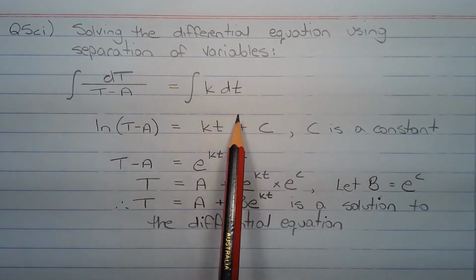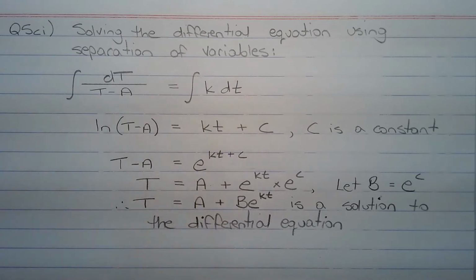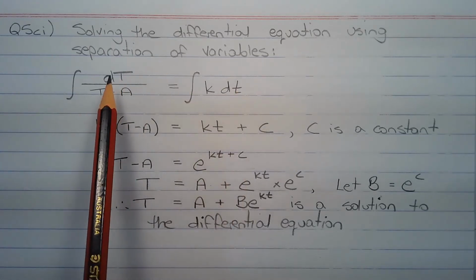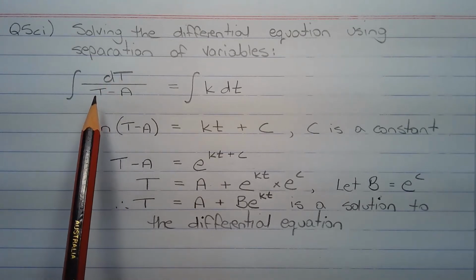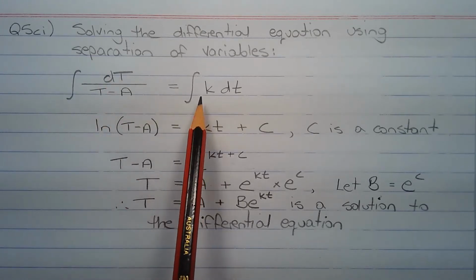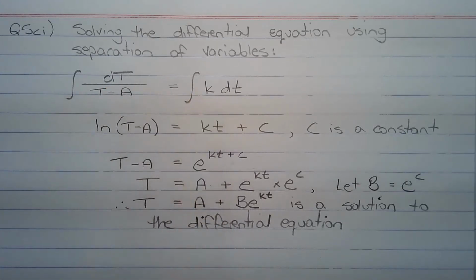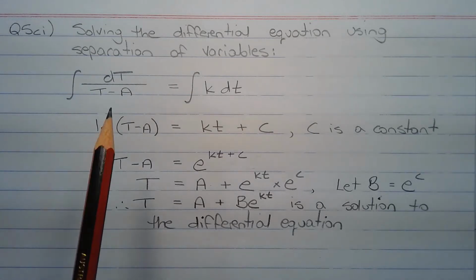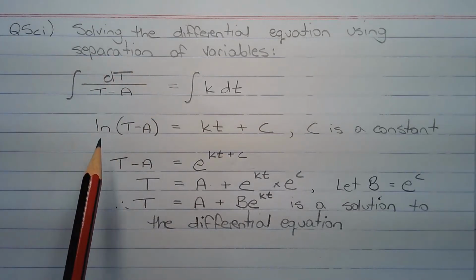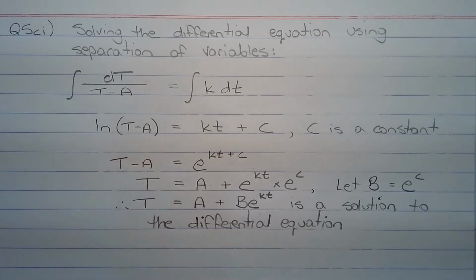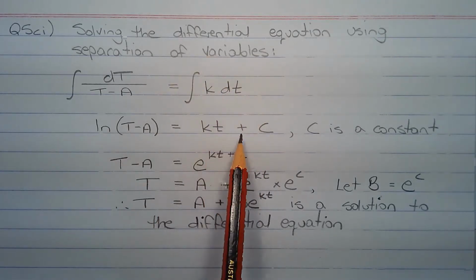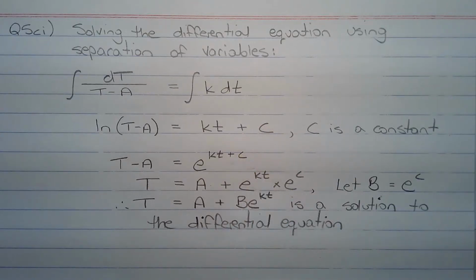Now in this line here, I've combined two steps in one. The first step is to separate the variables. So we have the differential dT over T minus A is equal to k times dt. And in the second step, I'm going to integrate both sides of this equation. So what you do to one side, you do to the other. Now the integral on the left-hand side is ln of T minus A, and the integral on the right-hand side is kt plus the constant of integration c.